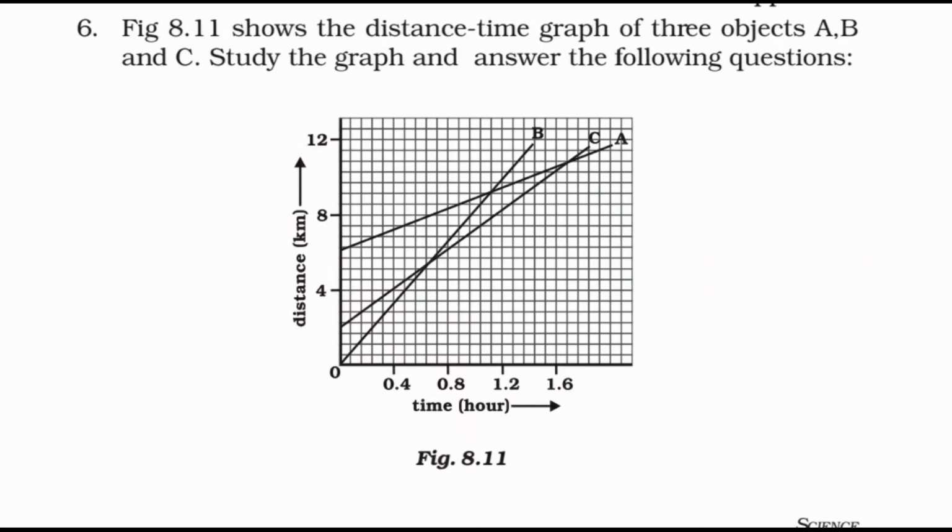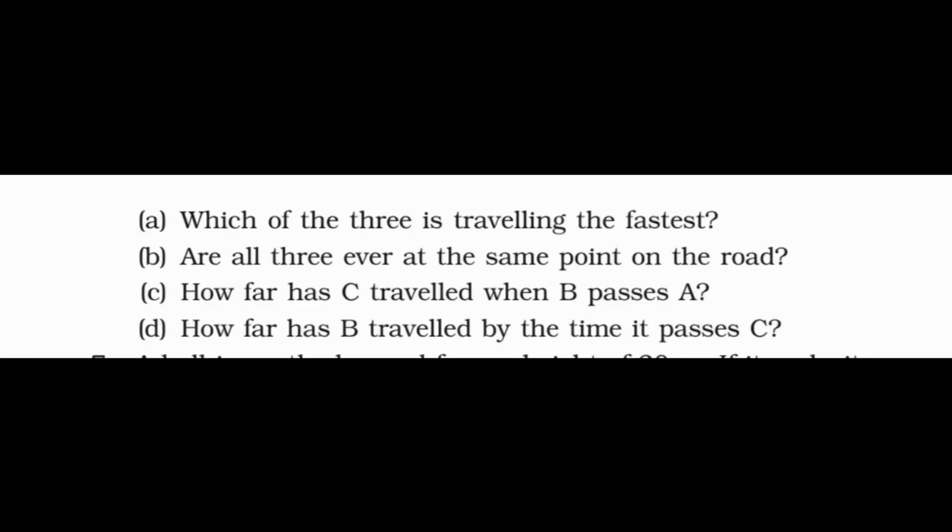Question 6. Figure 8.11 shows the distance time graph of three objects A, B and C. Study the graph and answer the following questions. Question A. Which of the three is traveling the fastest? As the slope of the distance time graph represents speed of an object, B has maximum speed, that is, the object B moves the fastest.